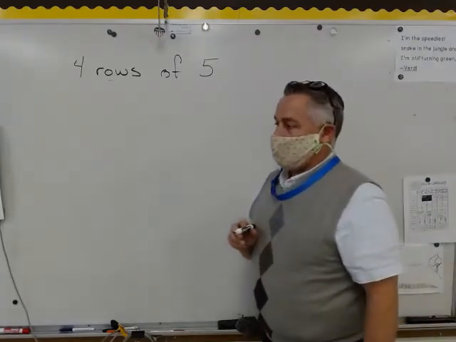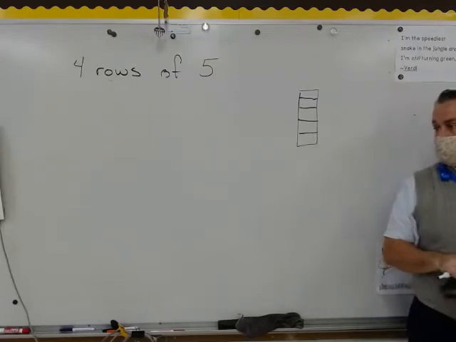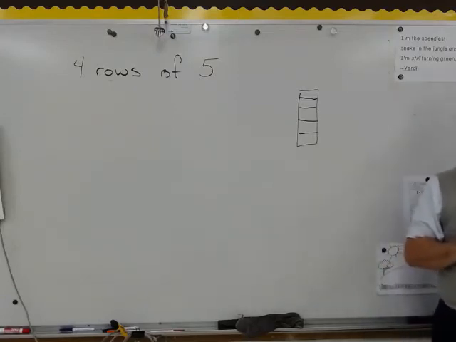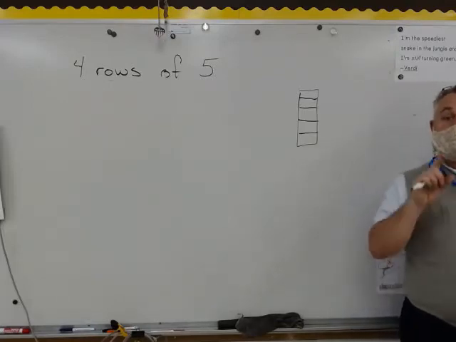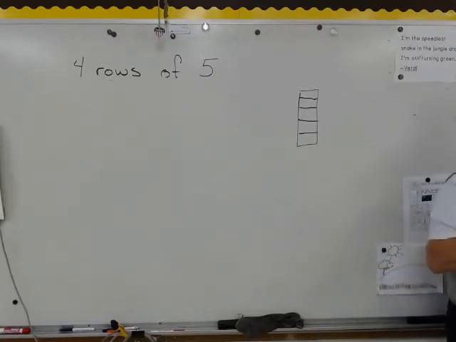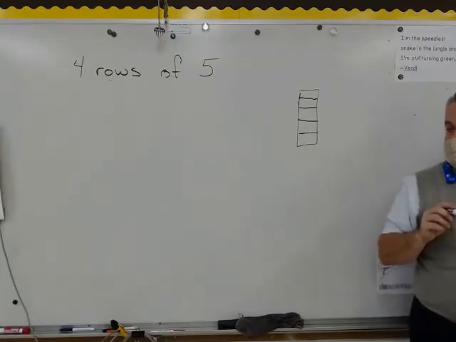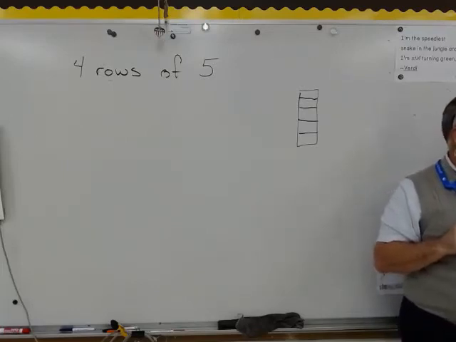And then you can start filling them in. 4 rows of 5. So make 4 rows of 5 with boxes. That works. 4 rows of 5. When you're done, you can hold it up so I can check it out.